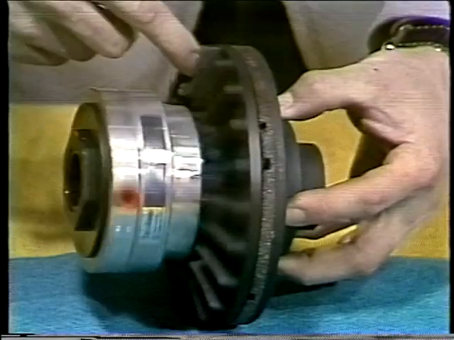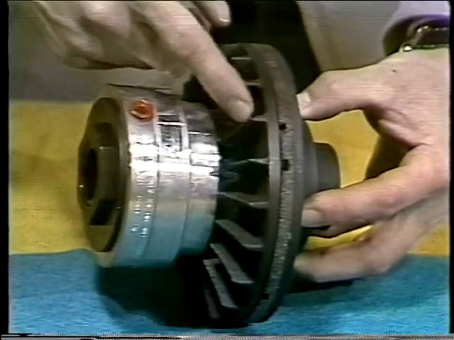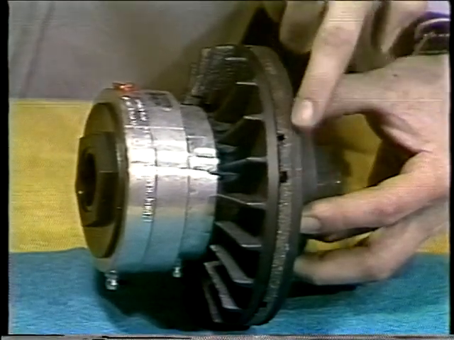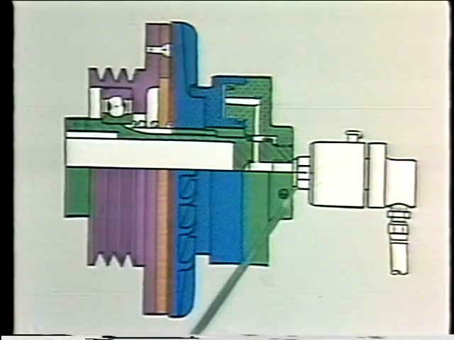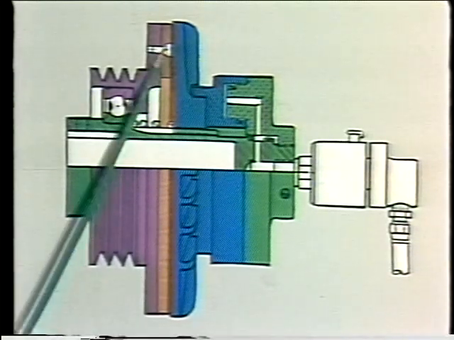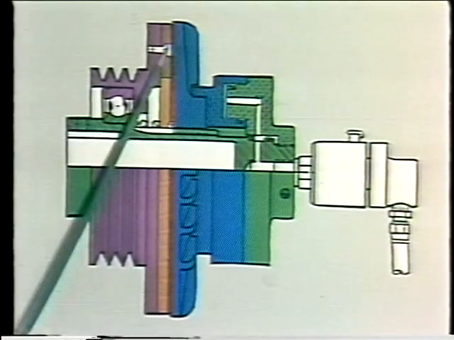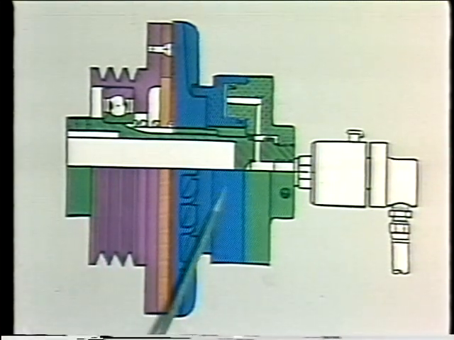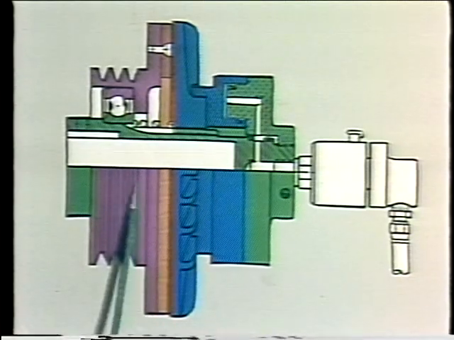Now, here is an actual air-activated clutch. Here's the disc, and here's the friction pad. Its action can be seen better in this sketch. As you can see, when air comes in at this point, it moves the piston, shown in blue, forward, which presses this disc, also shown in blue, against this friction surface in orange. If this is the driving section, then when the two are pressed together, they both begin to turn.